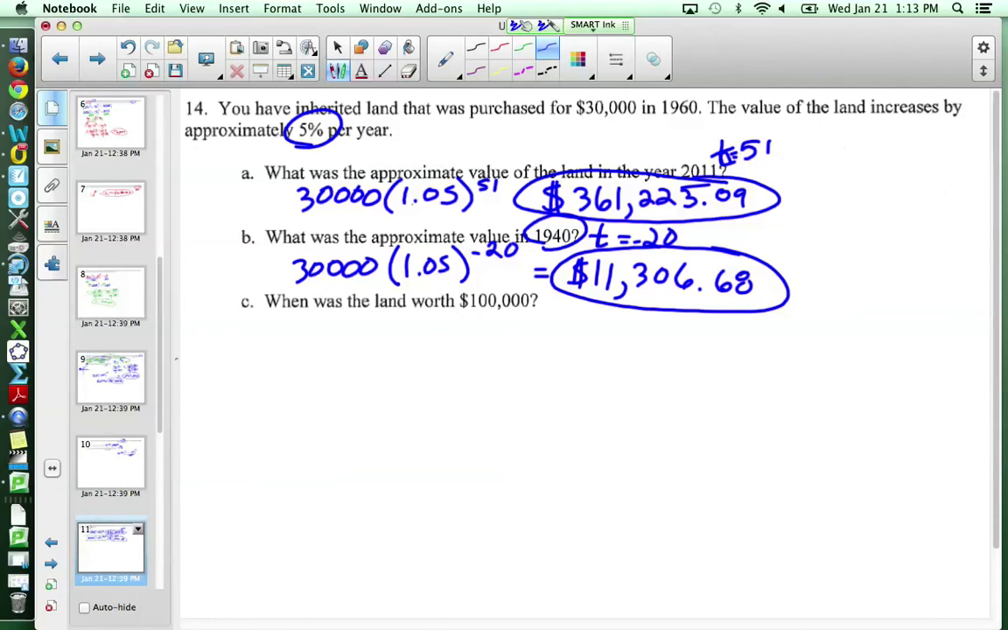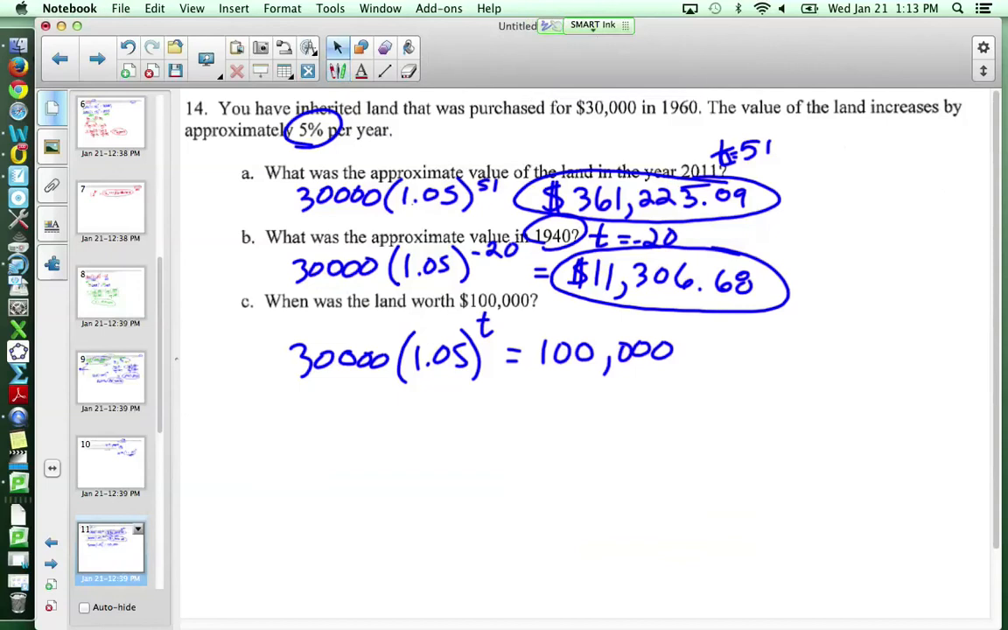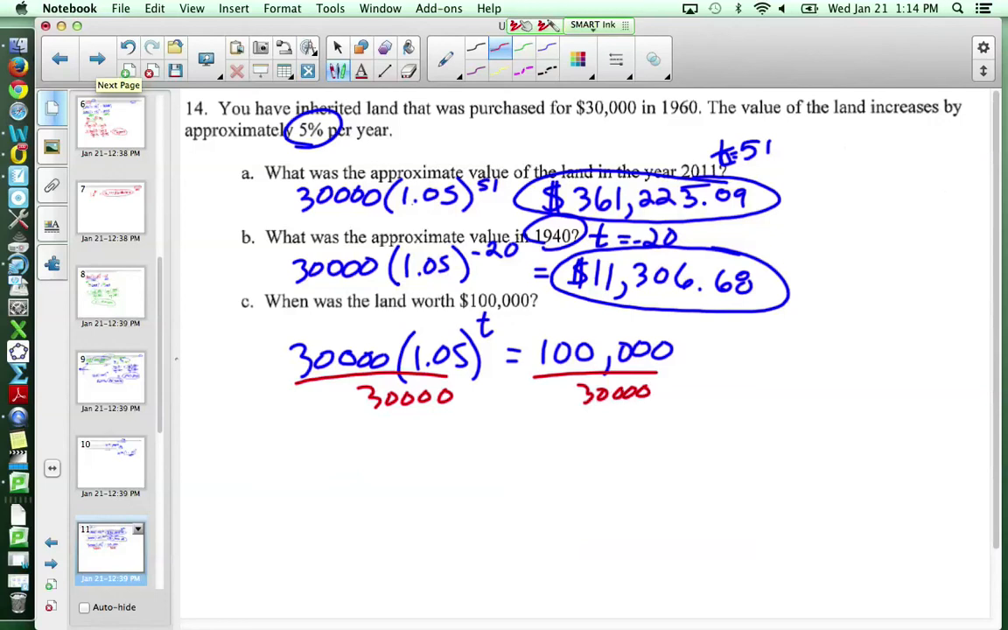Then for part C, when was the land worth $100,000? So 30,000 times 1.05 to some time, that's what we need to figure out, but we want that total value to be $100,000. So divide both sides by the 30,000. We get 1.05 to the t power equals 3.3 repeating.